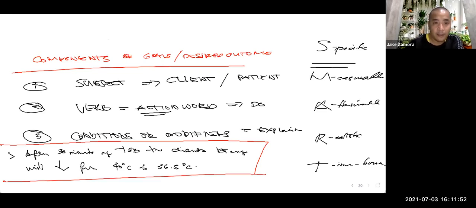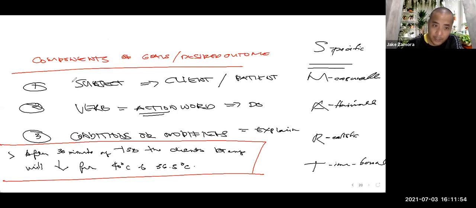let's check it, huh? So, guys, is there a subject here? May subject? Yes, ito yung subject, client. May verb? Yes, ito yon, TSB. Conditions? Yes, ito yon, decrease from 40 degrees Celsius to 36.5 degrees Celsius. Are we able to meet the components, guys? Na-meet ba natin yung components ng goals or desired outcome?